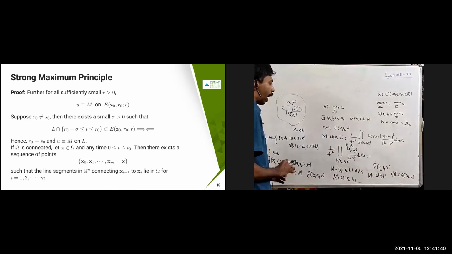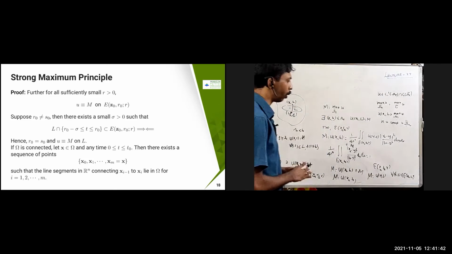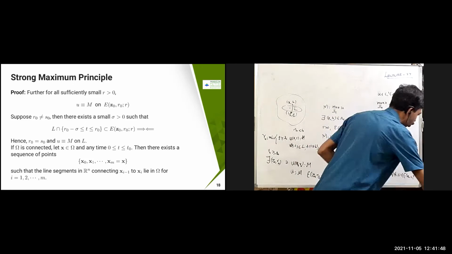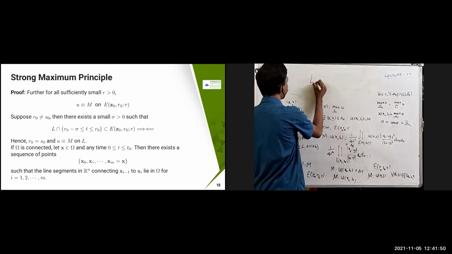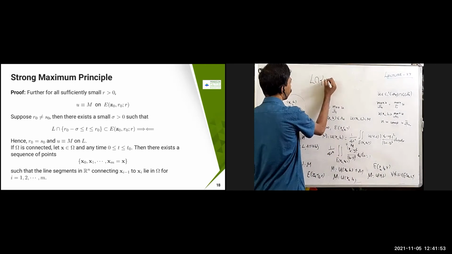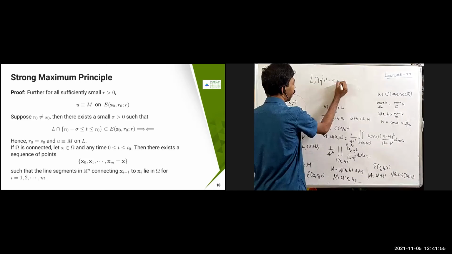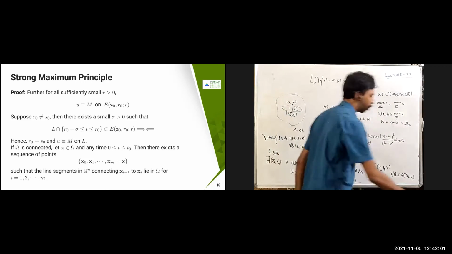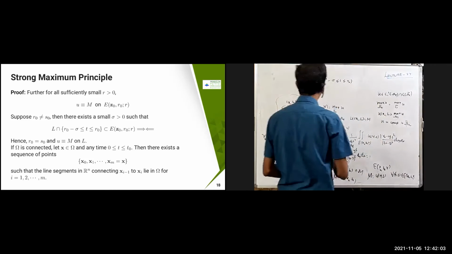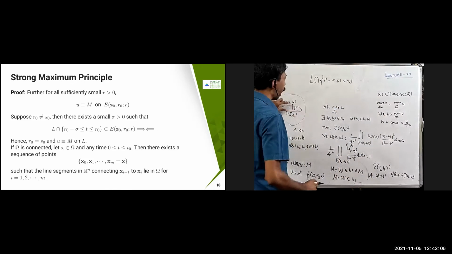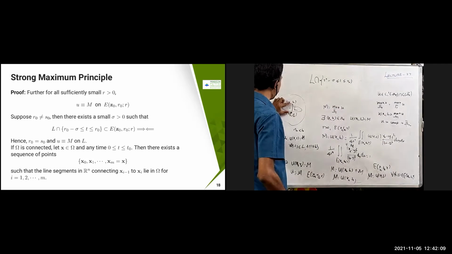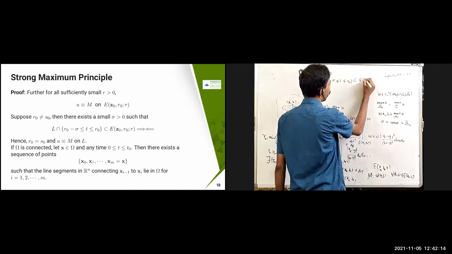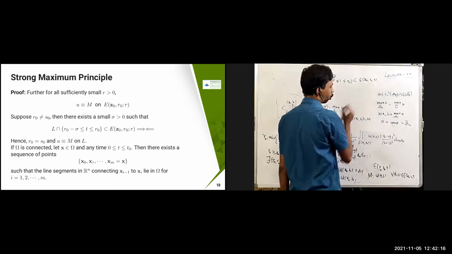Suppose your r0 is not equal to x0. Then you are going to take a small sigma greater than 0, such that L intersection {r0 minus sigma less than or equal to t less than or equal to r0} is going to be a subset of E of z0, r0, r squared. I'm going to take r0 minus sigma less than t less than r0, and in this interval the intersection is going to be a subset of that.